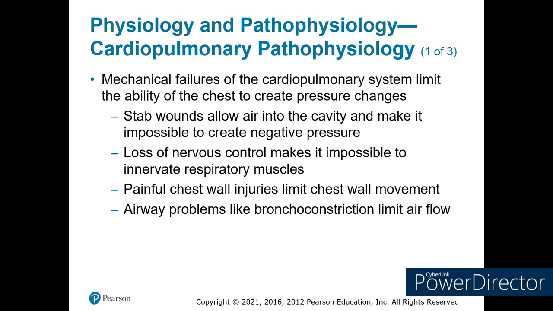You could lose nervous system control over the muscles that make the chest expand and contract. C3, 4, and 5 have the nerves that go off and keep the diaphragm alive. So that's where our nerve endings come out to cause contraction of the diaphragm. You could have a painful chest wall injury. If you ever had a broken rib, you can fully understand this one. It's hard to take a deep breath.